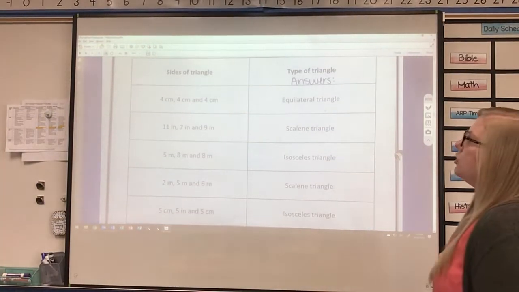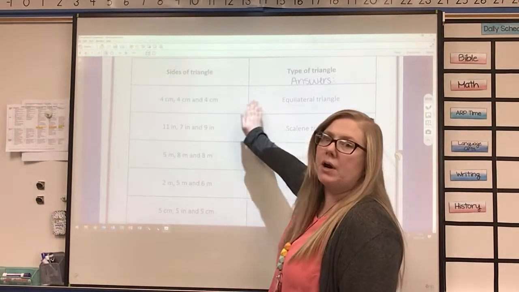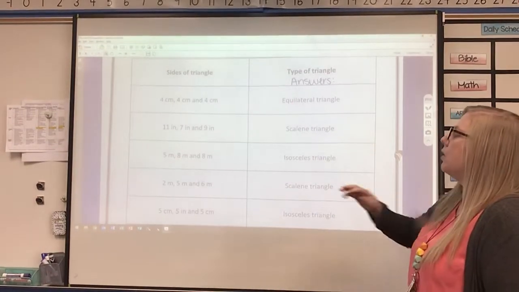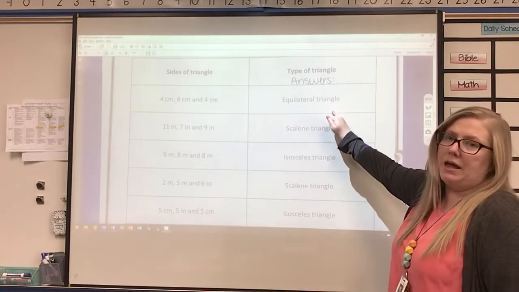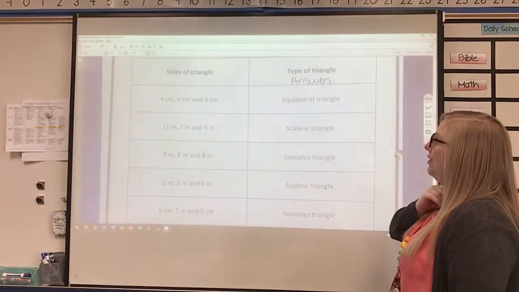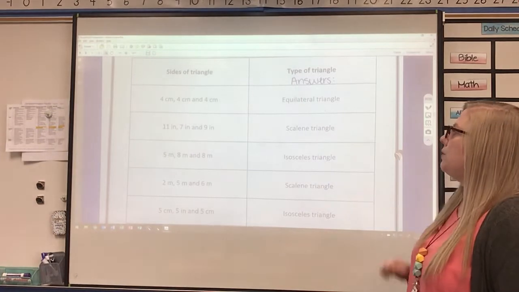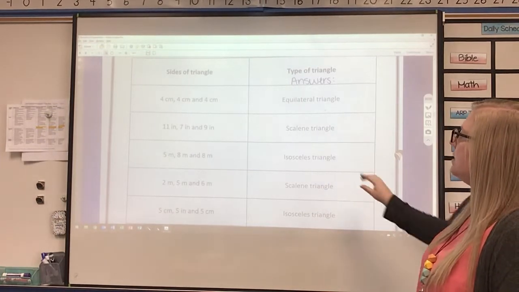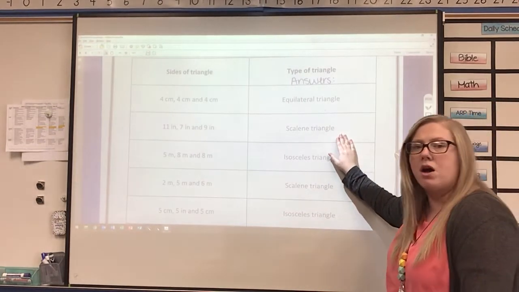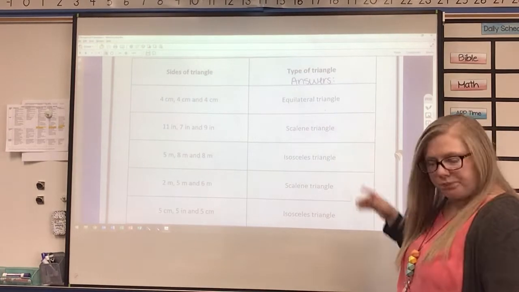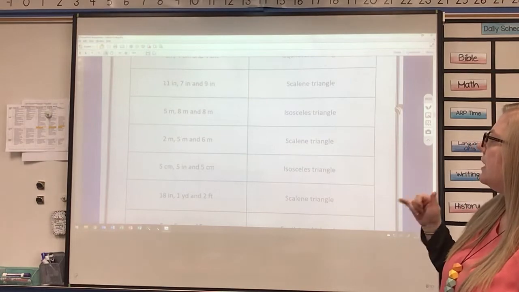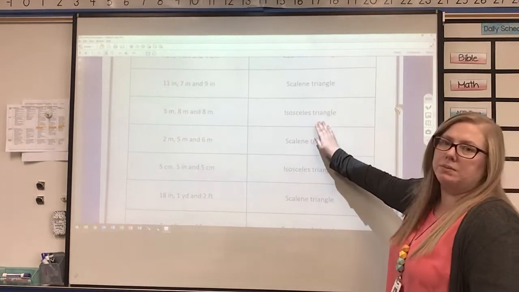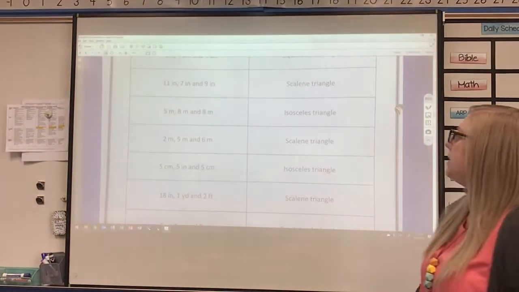Here, you were given just the sides, and you were required to tell me what kind of triangle. So here, for number 1, I have 4, 4, 4. They're the same, so it's equilateral. Number 2, you have 11, 7, and 9, so it's scalene because none of them are the same. Number 3, you have 5, 8, and 8. It is isosceles because you have 2 that are the same.